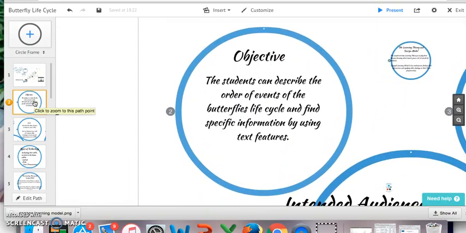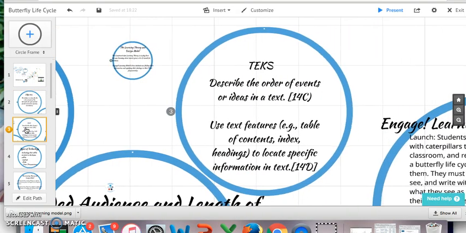The objective of this project is that the students can describe the order of events of the butterfly's life cycle and find specific information by using text features. The TEKS that support this objective is that students can describe the order of events or ideas in a text and use text features such as table of contents, index, and heading to locate specific information in the text.